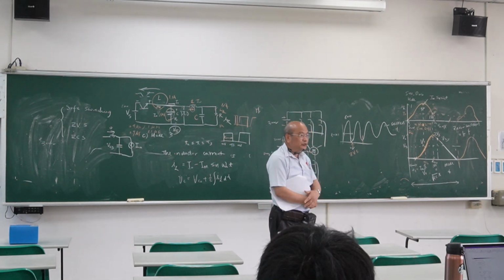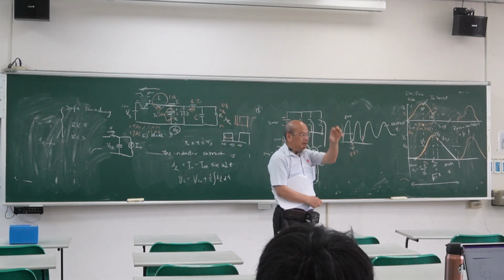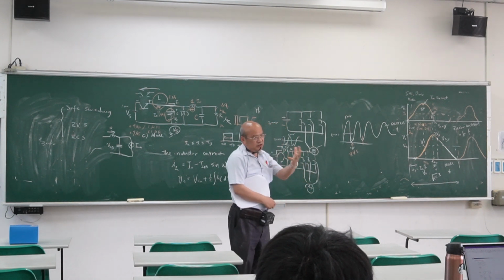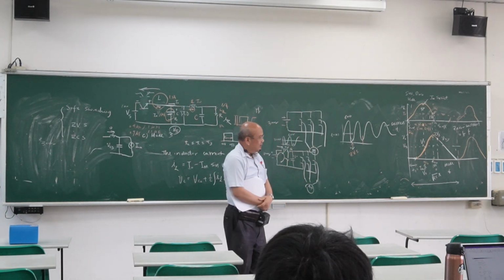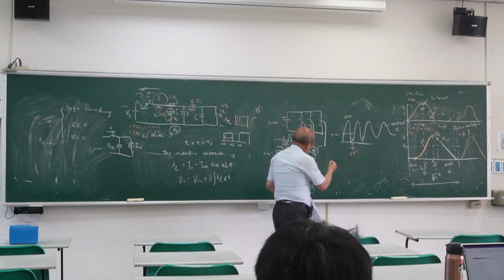Because the power is too huge. Can you control huge power to oscillate? Very hard. So if you do the DC-DC converter, it is okay. But if you do the inverter, then the power is too huge. So there is one professor.